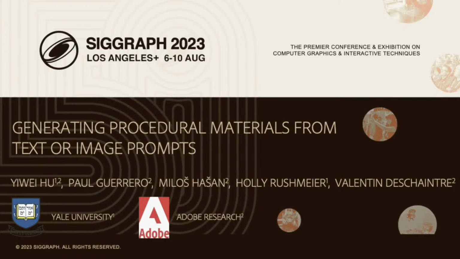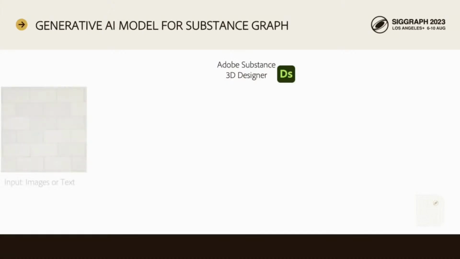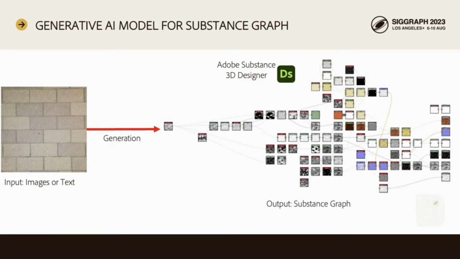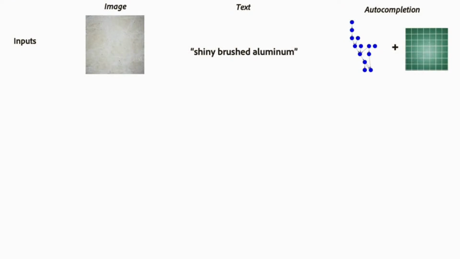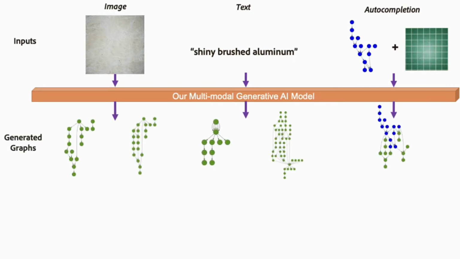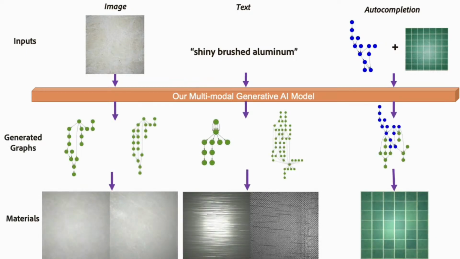In this third paper, Yale University and Adobe Research have collaborated to explore generating procedural materials directly from a text or image prompt. In this case, we can use an input image or text to generate an entire procedural Substance Designer graph automatically. The input can be an image, a simple text prompt, or a piece of a graph and an image. And we can either generate an entire graph or complete existing graphs.